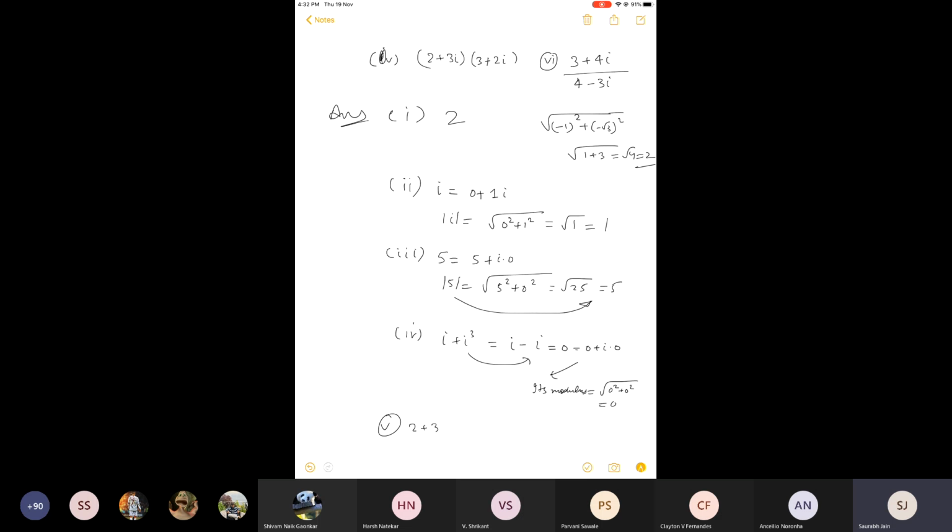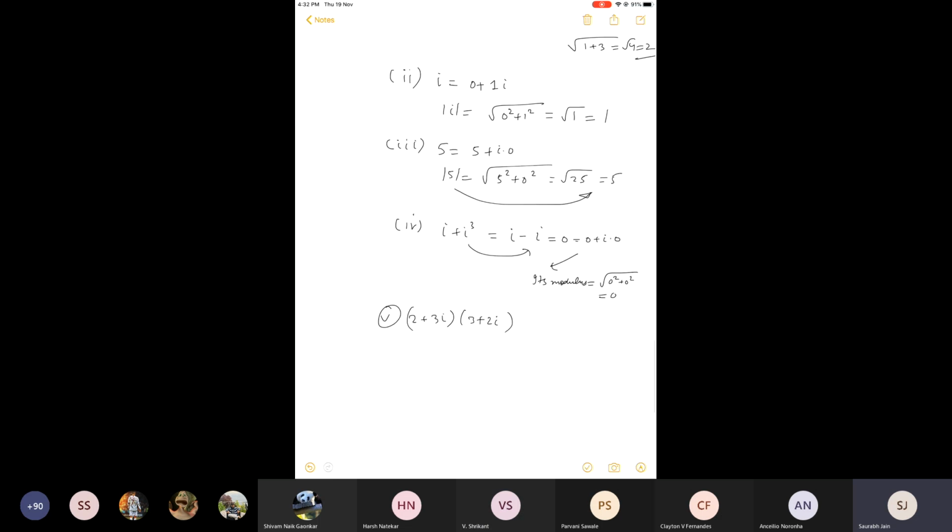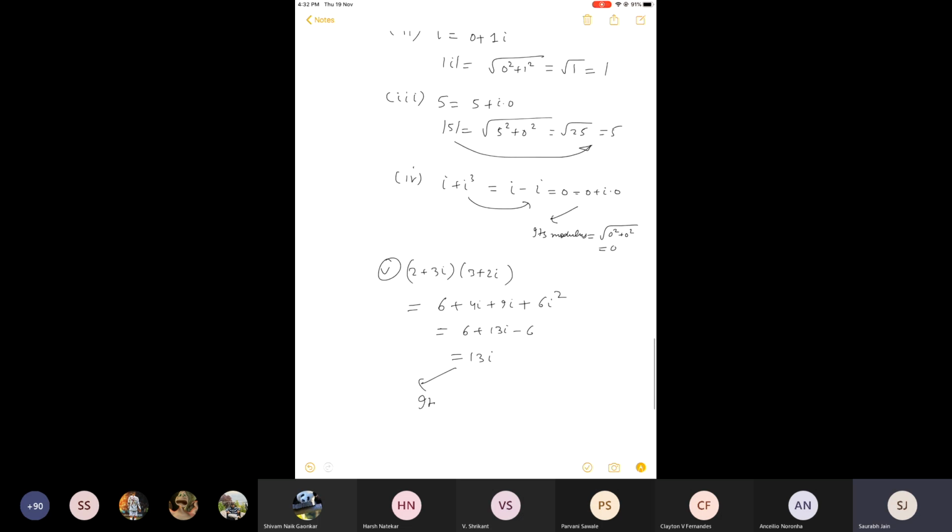Fifth one is 2 plus 3 iota. 13. Yes, that is correct. Good. So let us do the multiplication first. This will come out to be 6 plus 4 iota plus 9 iota plus 6 iota square. This will be 13 iota. 6 iota square is minus 6. This comes out to be 13 iota. Its modulus can be expressed as 0 plus 13 iota. Its modulus is under root of 0 square plus 13 square. That is root of 169. That is 13.